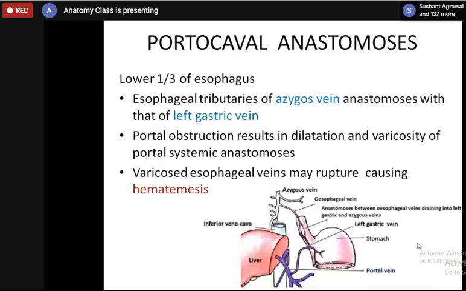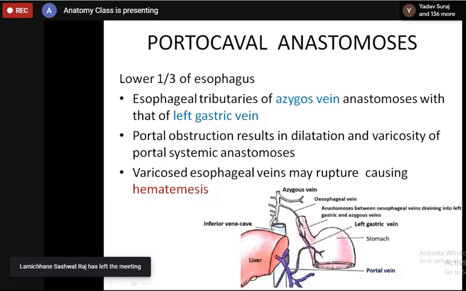Then another important aspect of the esophagus, which we have already discussed, is the lower one third of the esophagus. What is the venous drainage of the lower one third of the esophagus? The left gastric vein, tributaries of the left gastric vein. Here, esophageal tributaries of the azygos vein and esophageal tributaries of the left gastric vein anastomose with each other in that part, forming the portosystemic or portocaval anastomosis.